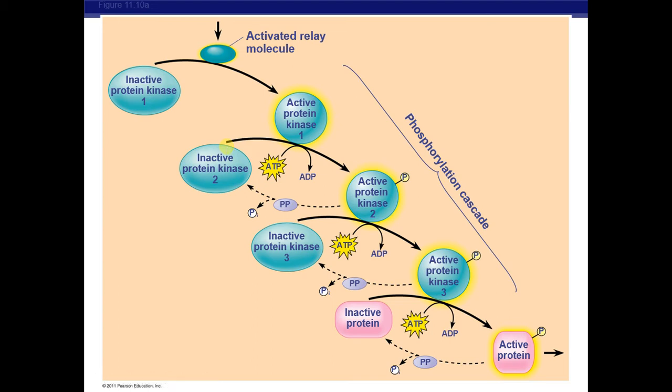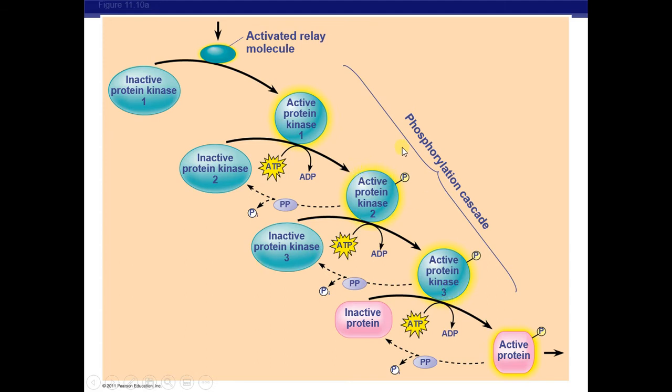Once this first one becomes activated by the receptor, it finds the specific protein kinase that it is able to activate in the cell, and it phosphorylates it. It sticks a phosphate group on it. And once it has become phosphorylated, it is now active and is able to phosphorylate the next one in the chain that it is specifically able to phosphorylate on down the line.